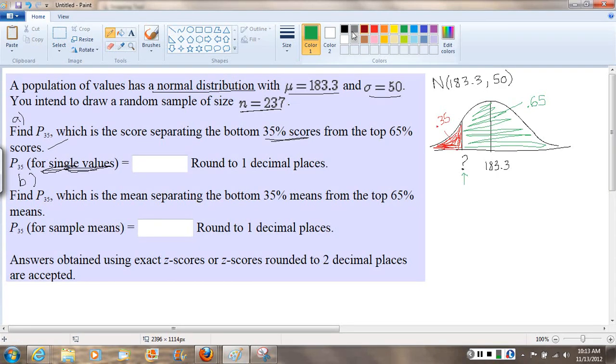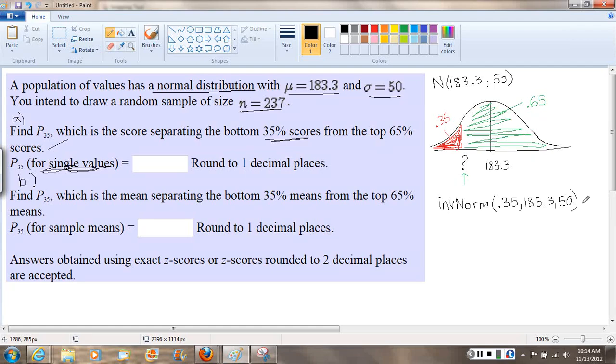Whenever we have a normal distribution and we know the areas but not the values of interest on the horizontal axis, we can calculate those values, those percentiles, using the inverse norm command. Keep in mind when you use the inverse norm command, it always wants to know the area to the left of the value of interest. So it wants this 0.35 as its input, and then the mean, and then the standard deviation.